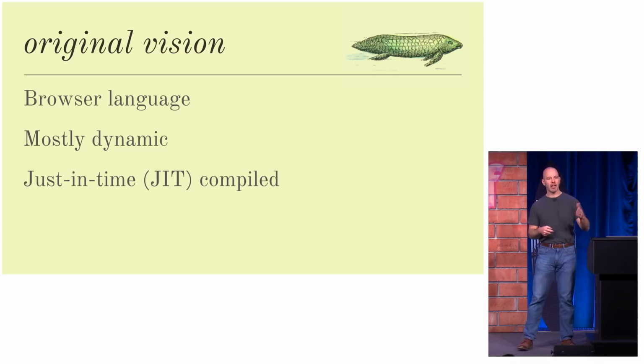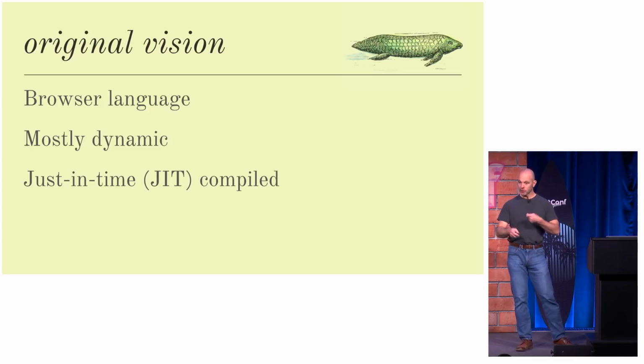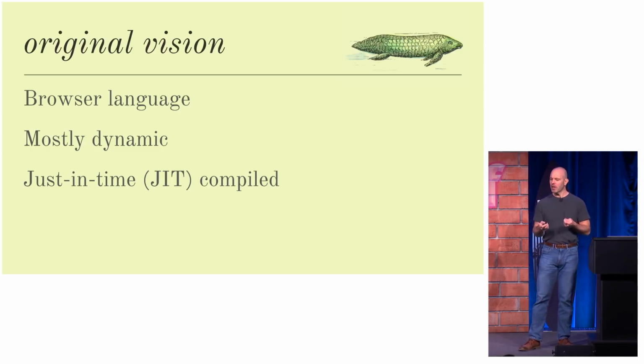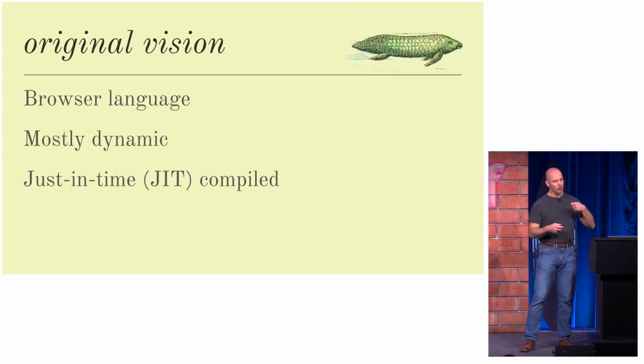The idea was to have a mostly dynamic language, layer over the top of that a sort of lint-like type system that also provided you some runtime type checking, but still allowed you to be basically dynamic at the heart of it. So a mostly dynamic language running in the browser and running essentially over a just-in-time compiled environment.